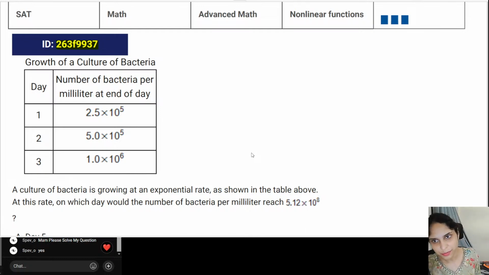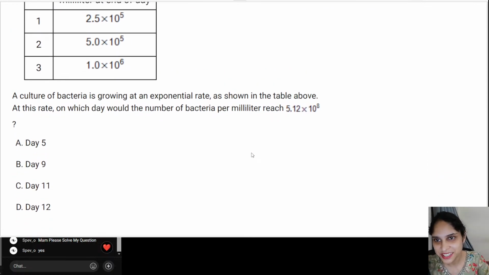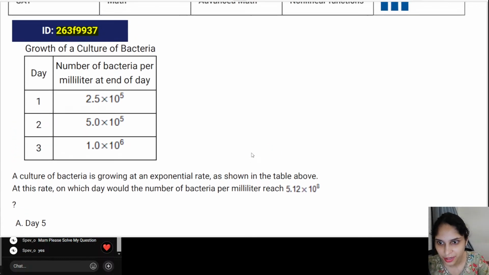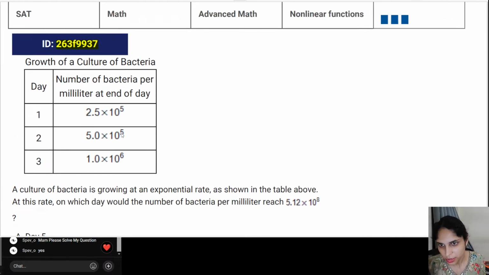So growth of culture of bacteria, you can see I'm multiplying with 2 directly, but even if you want to know, Desmos modeling is very helpful in this because you're not adding the same thing. And whenever they're talking about bacteria, it is going to be an exponential rate. Even if they have not given it, bacteria grows at an exponential rate.